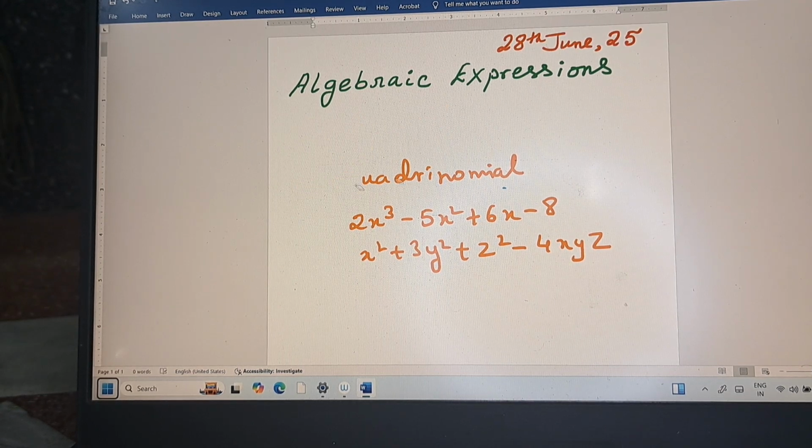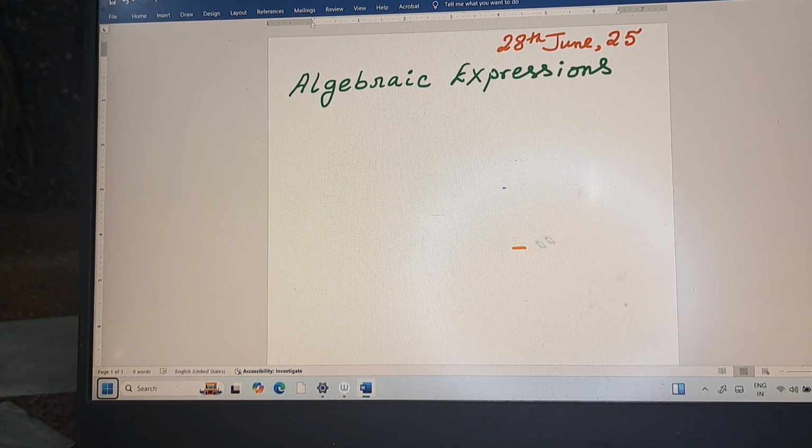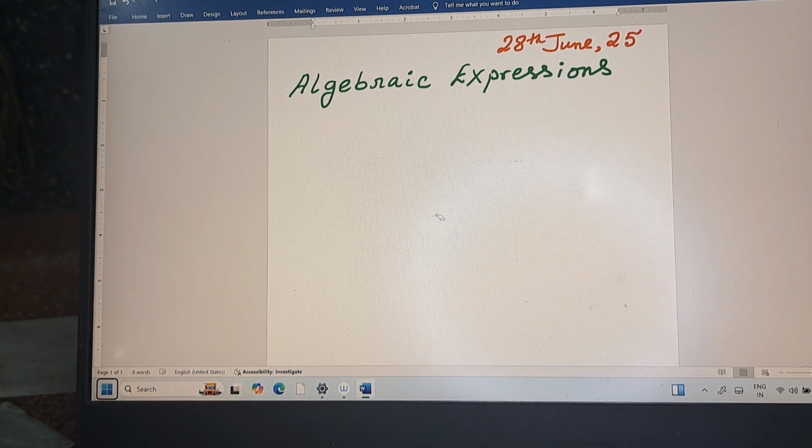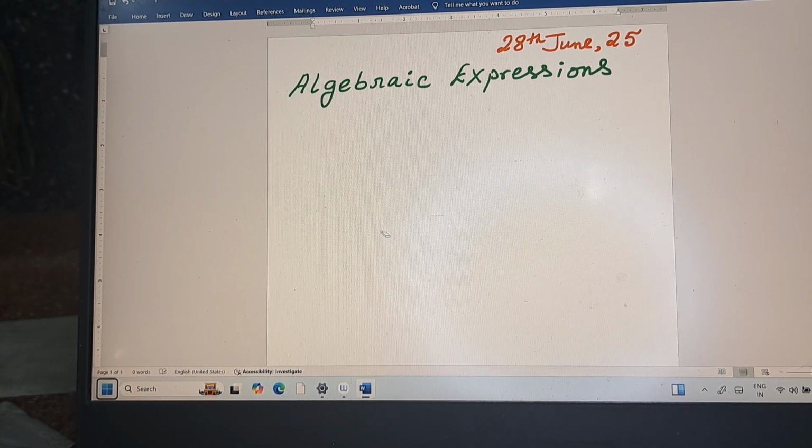So let us go through once again what are the different types of algebraic expression. Number one is called monomial with one term. Number two, binomial with two terms. Number three, trinomial with three terms. Number four, quadrinomial with four terms. And number five, polynomial with several terms. So this is very important. We should know this before we do any sum.